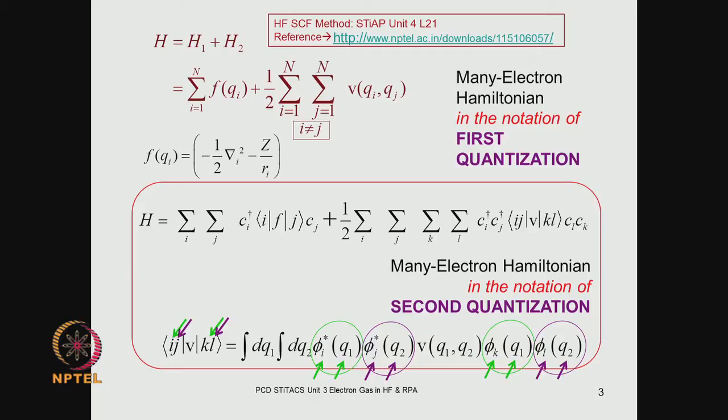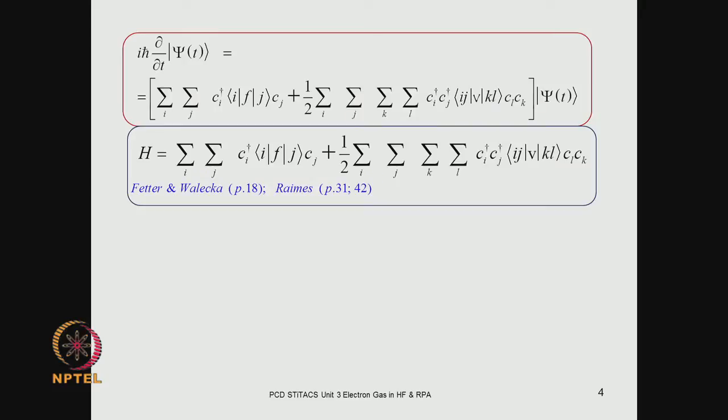So, I and k will have the same dummy label, dummy variable, whichever it is, and j and l will have the same, whatever it is, and these two can be changed arbitrarily, but in a consistent manner. So, this is the Hamiltonian in the second quantization formalism. I would like to refer you to the very nice books by Fetter and Walecka and Raimes, and you will find most of the discussion for today's class drawn from these two books.